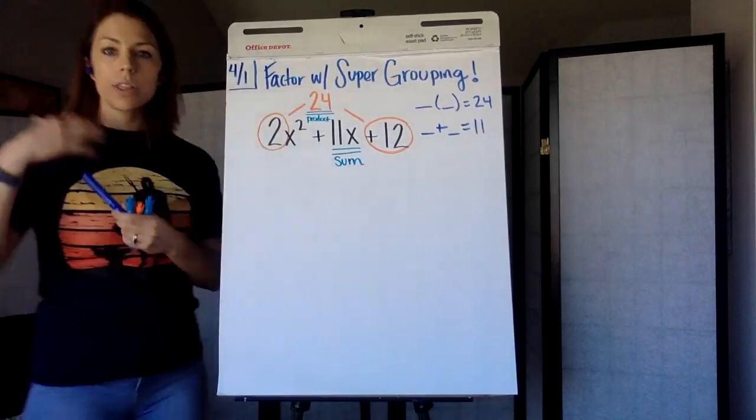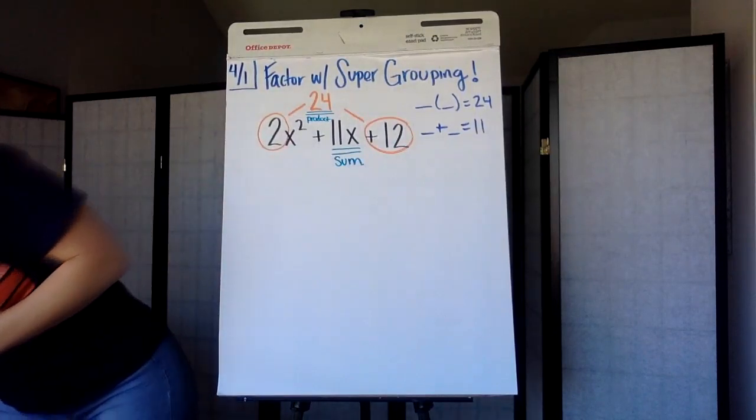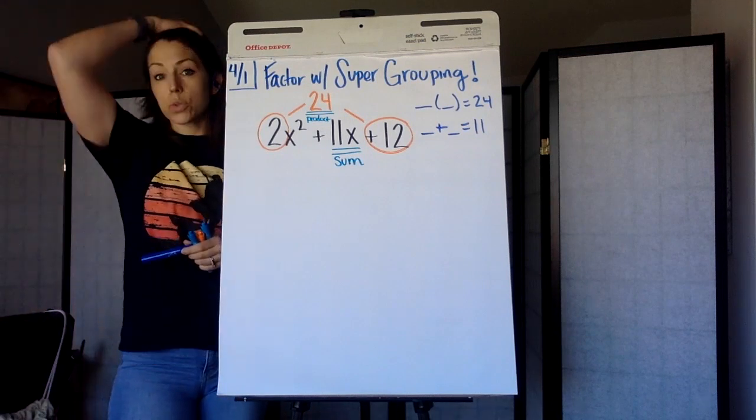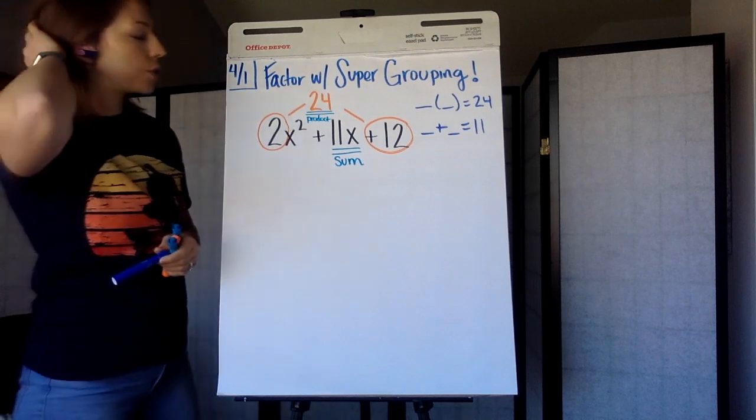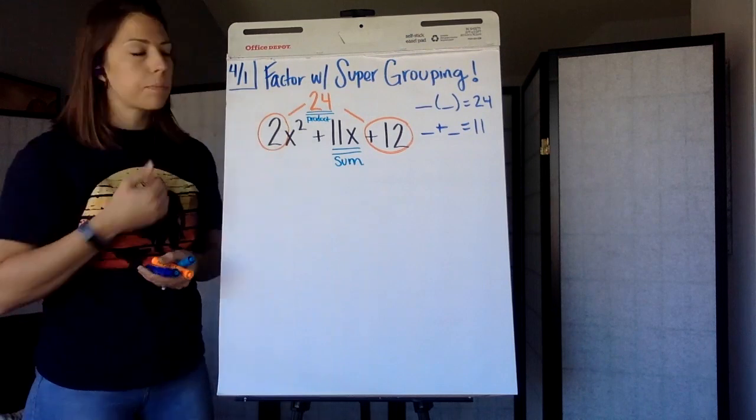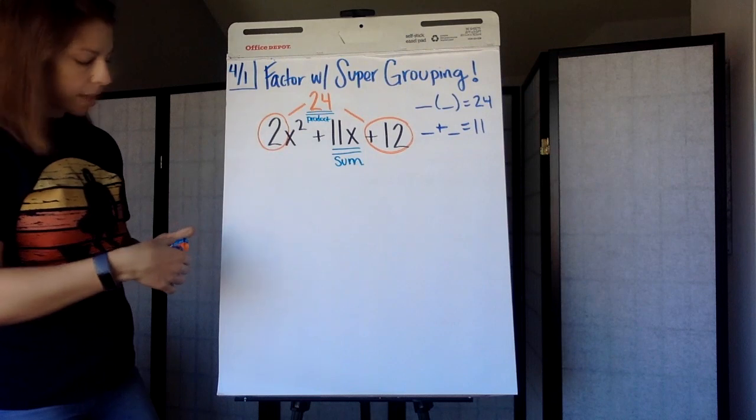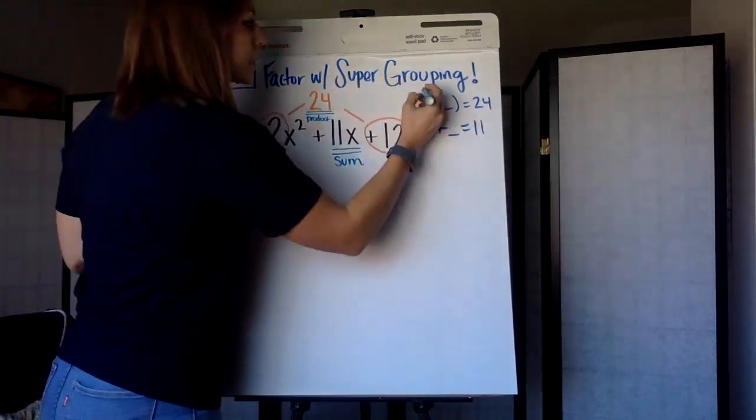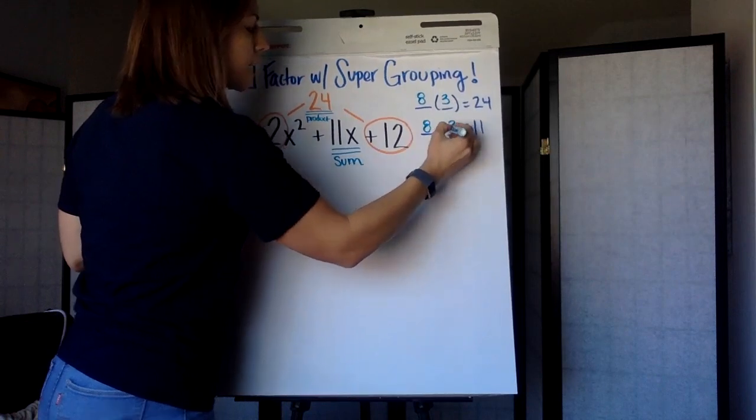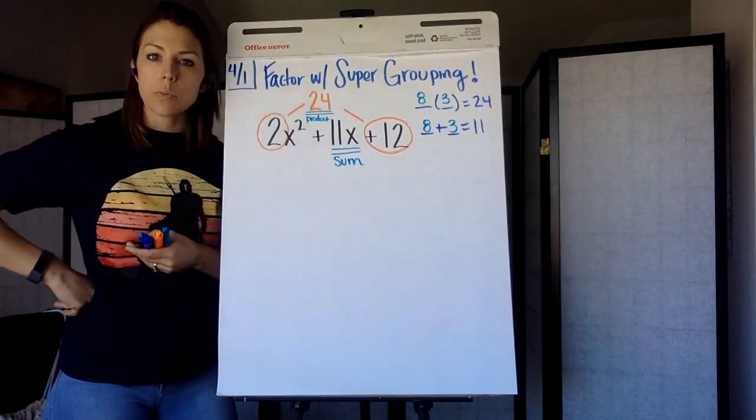So I start thinking about all the different ways to get 24. 6 times 4. Well, 6 times 4 is 24, but 6 plus 4 is 10. 12 times 2. 12 plus 2 is 14. 8 times 3. 8 plus 3 is 11. So we know that my values of P and Q are 8 and 3. 8 and 3. Now you might be thinking to yourself, why the heck did we just do that?